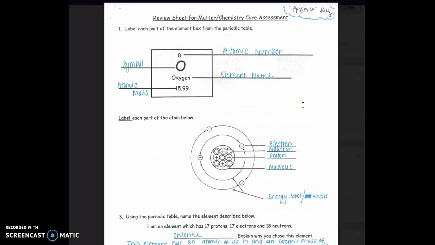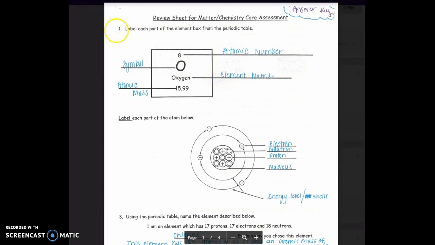Okay, Jake, we're going to review for your test tomorrow. So I have in front of me the review sheet for matter chemistry core assessment. And it looks like there's a couple of diagrams and then essentially a strategy to try to figure out how to read the diagrams. And then it seems like some vocabulary terminology is really what the test is going to be about.